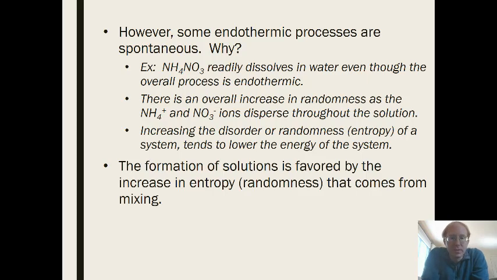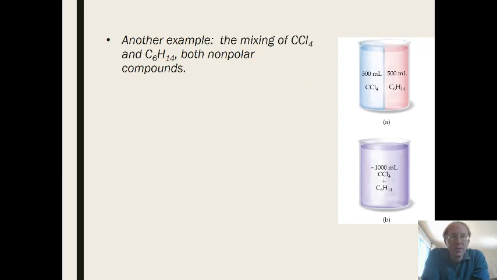So the formation of solutions is favored by the increase in entropy that comes from the mixing of the ammonium nitrate, that overcomes the energy that's required to disrupt the ammonium and the nitrate ionic bond. So another example of mixing is mixing carbon tetrachloride, CCl4, with benzene, C6H14. So we have them in diagram A in two separate containers. And when we remove the barrier, they do mix together.